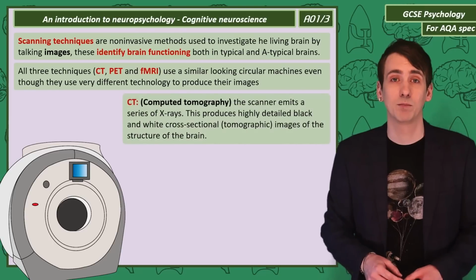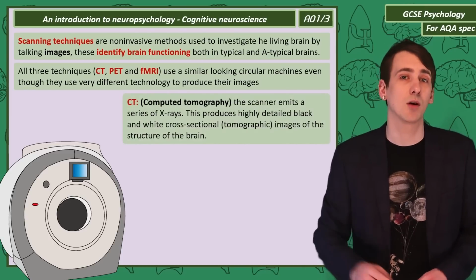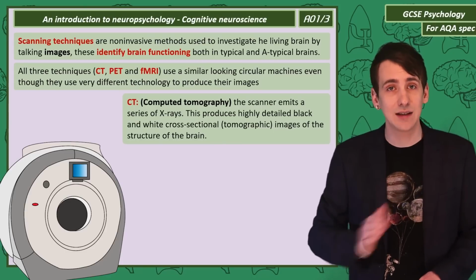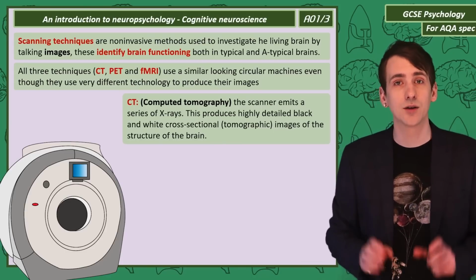Starting with a CT scanner. CT stands for computed tomography. These scanners use a series of X-rays to produce a set of detailed black and white cross-sectional images showing the structure of the brain.